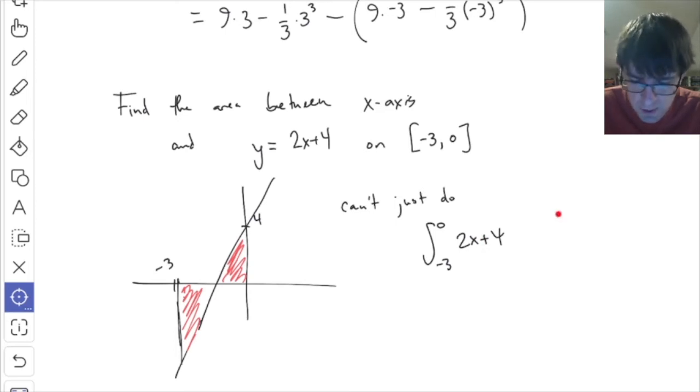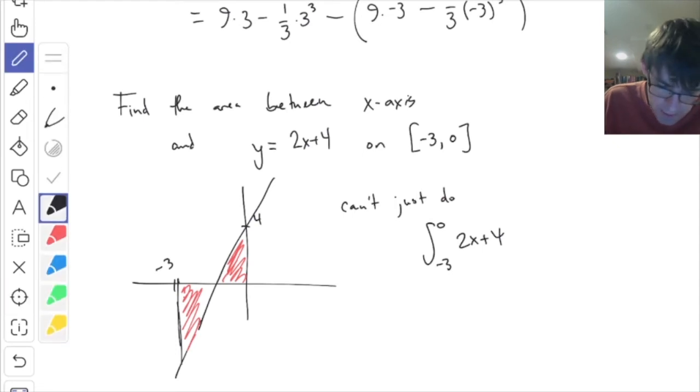The true answer that you get if you do this will not actually be equal to this red area. It'll be something like this triangle minus this triangle, which is not what you want. I want actually the area of the two triangles as triangles, right? So what you've got to do is break up the integral into two parts, do them separately, make them both positive, and add up the answer.